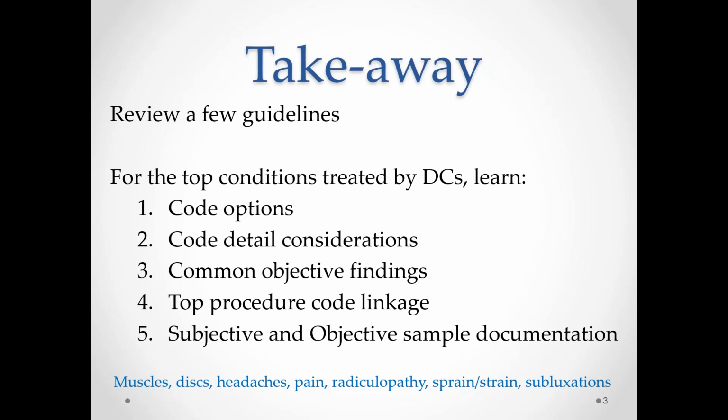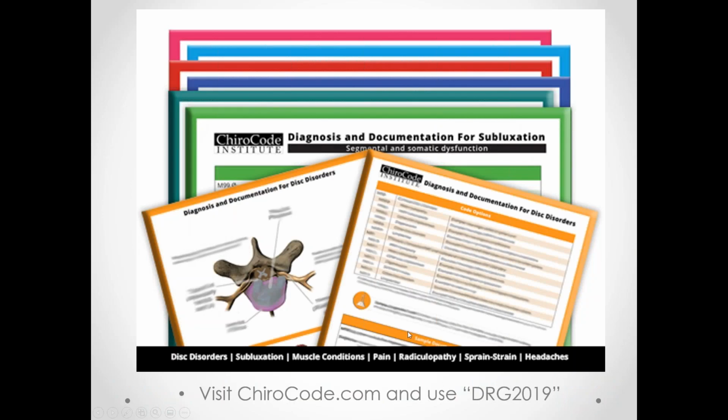We'll talk about what the code options are based upon looking at the code book and what they say. We'll talk about details that the coding book teaches us about those codes. And we'll talk about what I expect to see in your records and your objective findings to support that diagnosis, and the most relevant procedure codes to each of these diagnoses so that they are logical and make sense. And I'll give you one example of some documentation on a few codes for each condition. All right, so that's our plan.